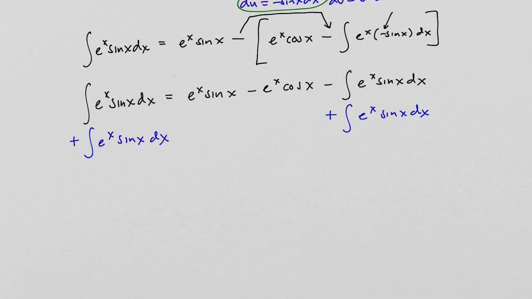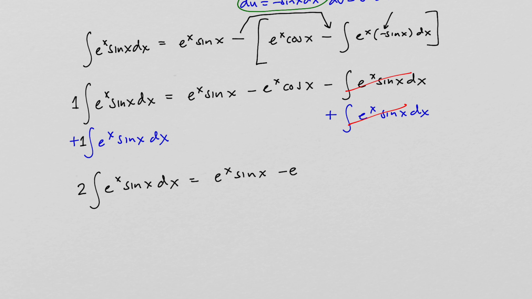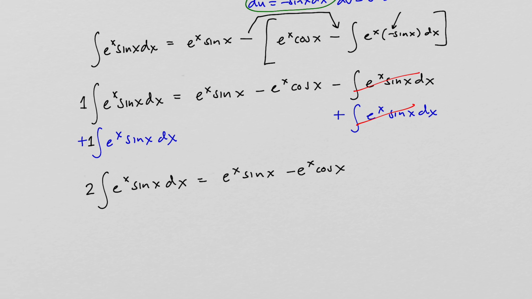Now, why am I doing this? Well, because these will cancel out. That's the primary reason. And then more importantly, on the other side, if we have one of these integrals plus another one of these integrals, we get two of those integrals. And so now look, to solve for the integral of e to the x sine of x dx, all we have to do is multiply the left side by 1/2 and multiply the right side by 1/2.